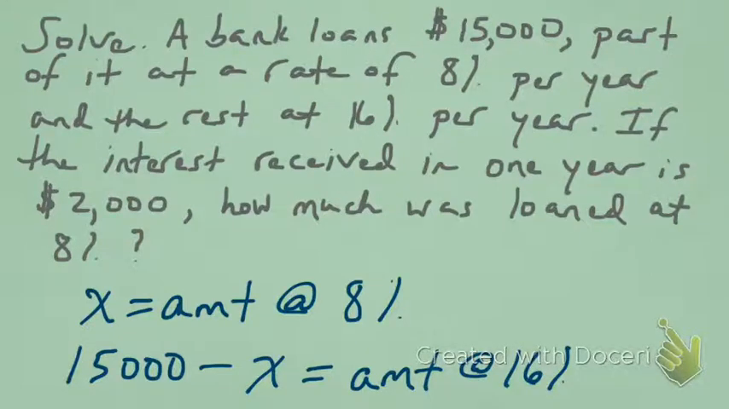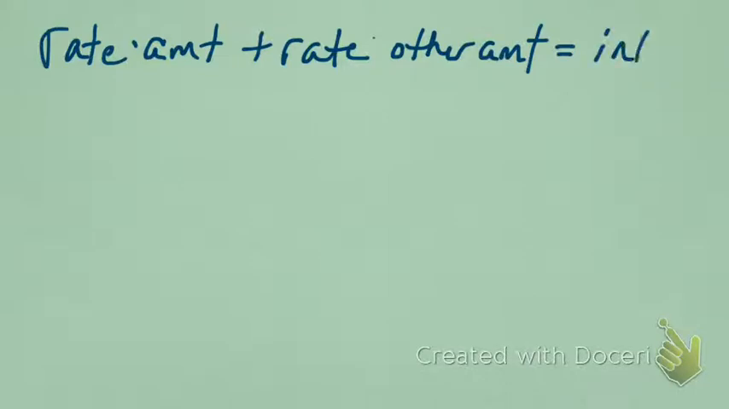Okay, so if we're going to answer this question, we would need to write an equation. I like to write my equations like this. One of the rates times one of the amounts, add to that the other rate times the other amount, the leftover amount. That gives us the interest. I like to think of it as the revenue. It's what comes back to you.